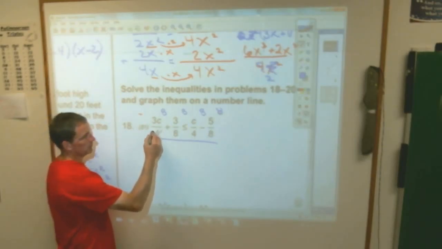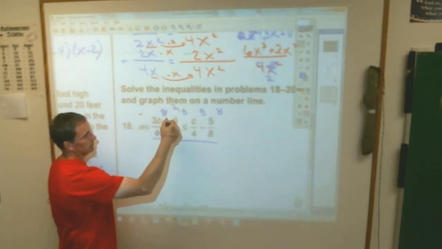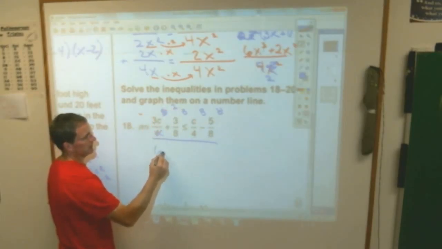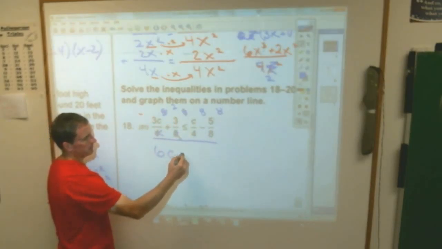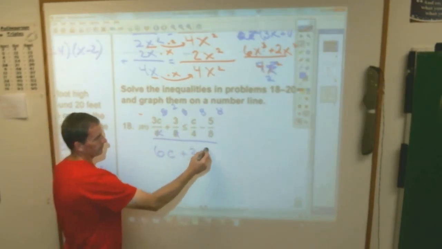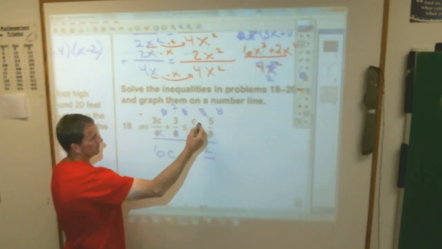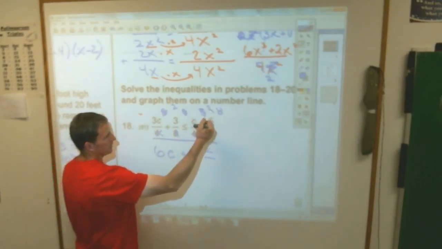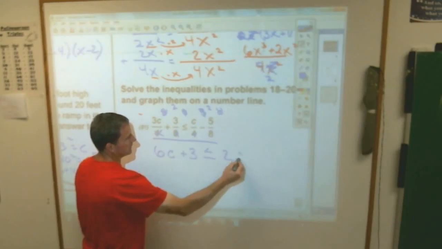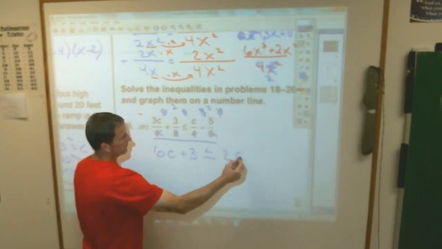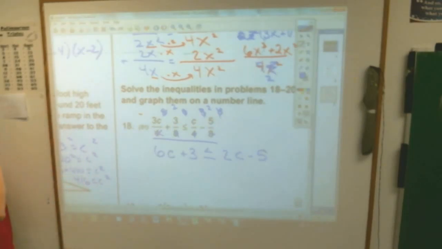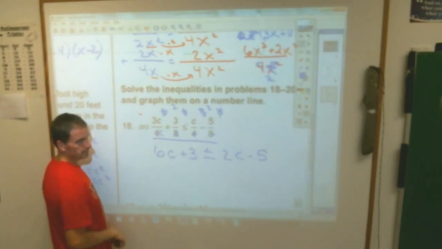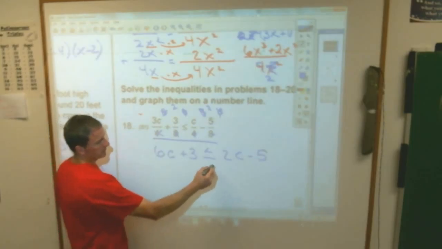Because this 4 cross cancels with the 8 to leave you with a 2, and 2 times 3 is 6c. These 8s cross cancel with each other, just leave you with that 3. This 8 and 4 cross cancel, leaving you a 2 on top. 2 times c is 2c, and the 8 crosses off there to leave you with a minus 5. All they did was multiply everything by 8. Or 8 over 1, if that makes it better for you. Now you just solve it.